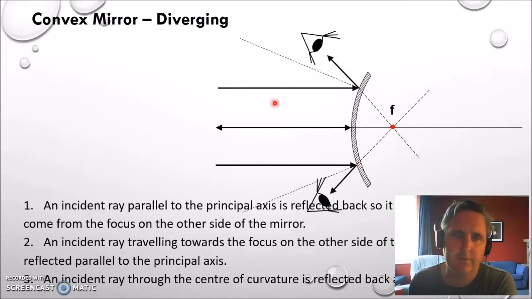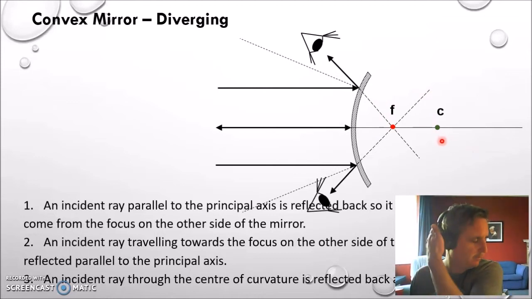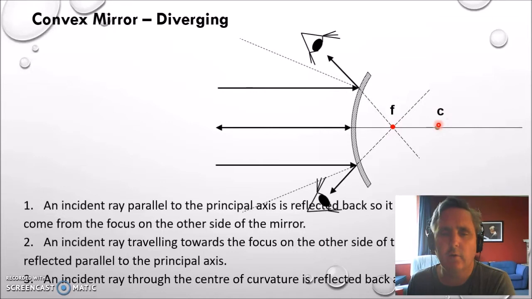Now notice for this type of mirror, a diverging mirror, the focal point is on the other side. And then, of course, we still have the center of curvature as well. Now one point about the center of curvature and the focal point is that the center of curvature is always twice the distance of the focus or the focal point.